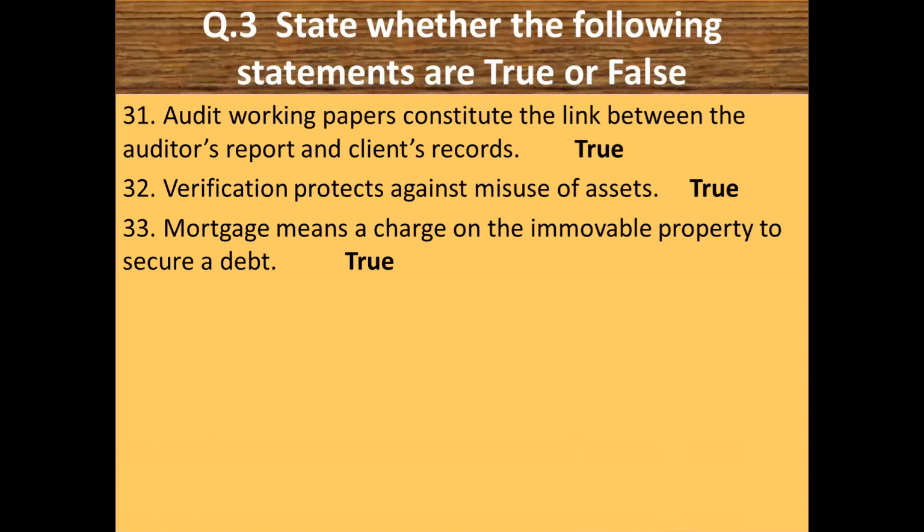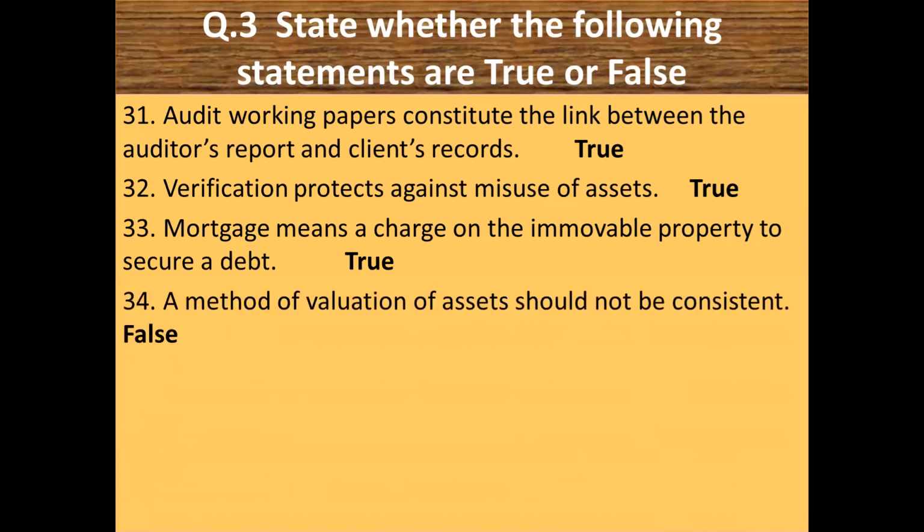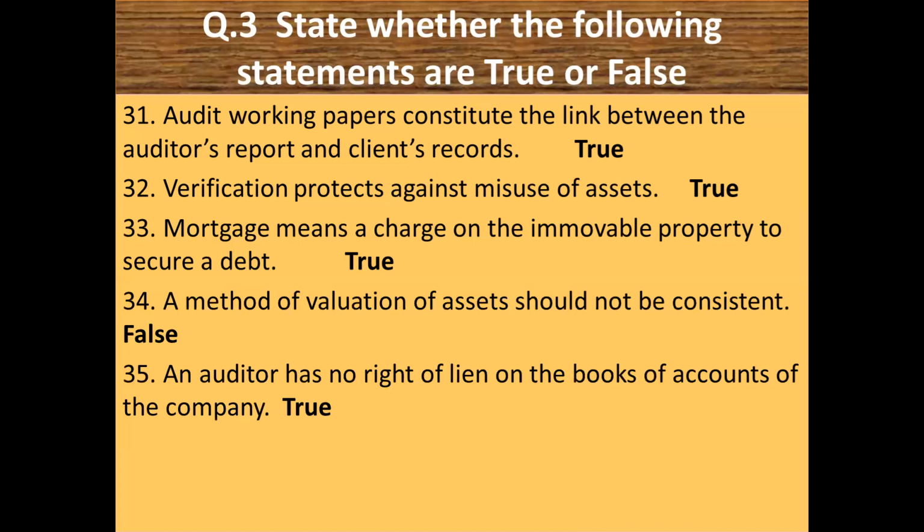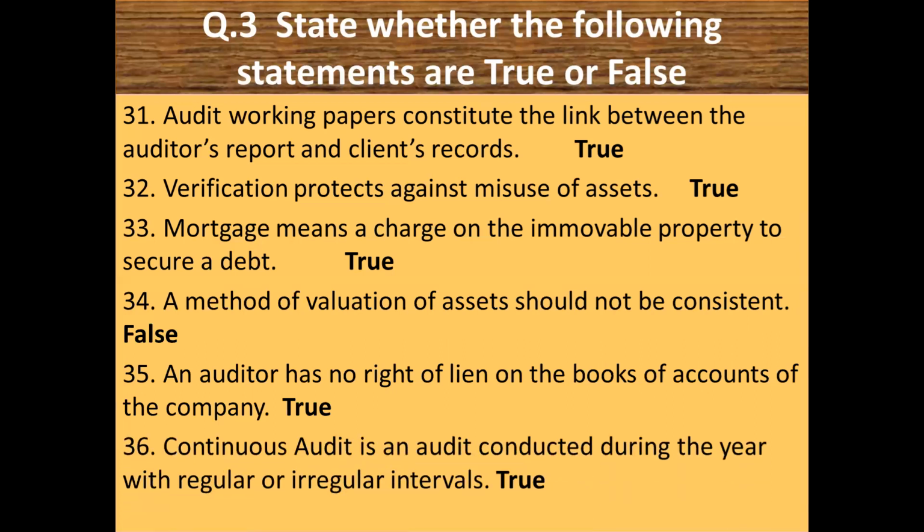Next statement, the mortgage means a charge on the immovable property to secure a debt. Yes, it is a true statement. 34th, a method of valuation of assets should not be consistent. False. Always the method of valuation of assets should be consistent as per the accounting standards and practices. 35th, an auditor has no right of lien on the books of accounts of the company. Yes, he has no lien. He has lien on his working paper.